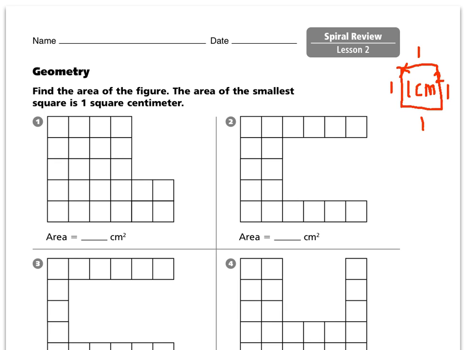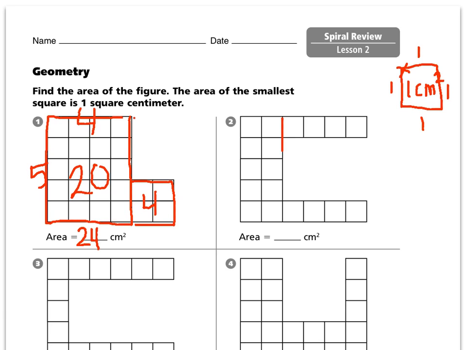So number 1, I'm going to break it up into two different parts, and I have a 4 by 5, so this is going to be 20 square centimeters. And then I have a 2 by 2, which is going to be 4. 20 plus 4 is going to be 24 centimeters squared.